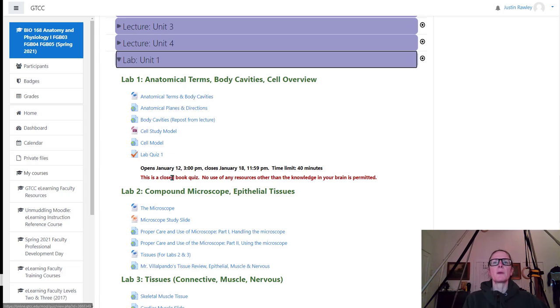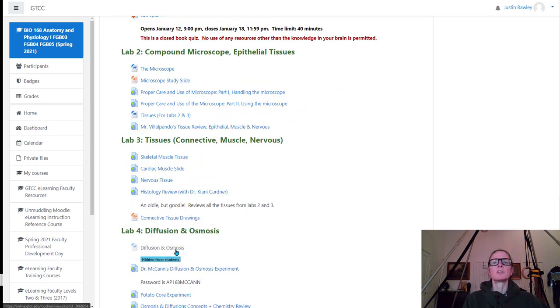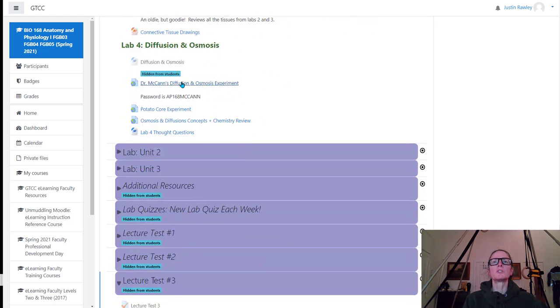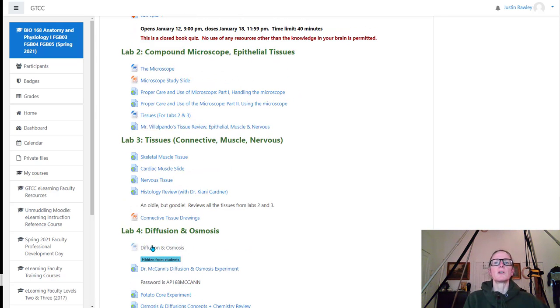You will see the labs are listed by lab here, which lab is which, and the materials that are going to be useful in each lab. Some of these materials will be updated, so you might see some are hidden from students. This needs to be updated. You'll get a more updated version of this as we move through the course. You won't see this, obviously, but I will until I put it up there.